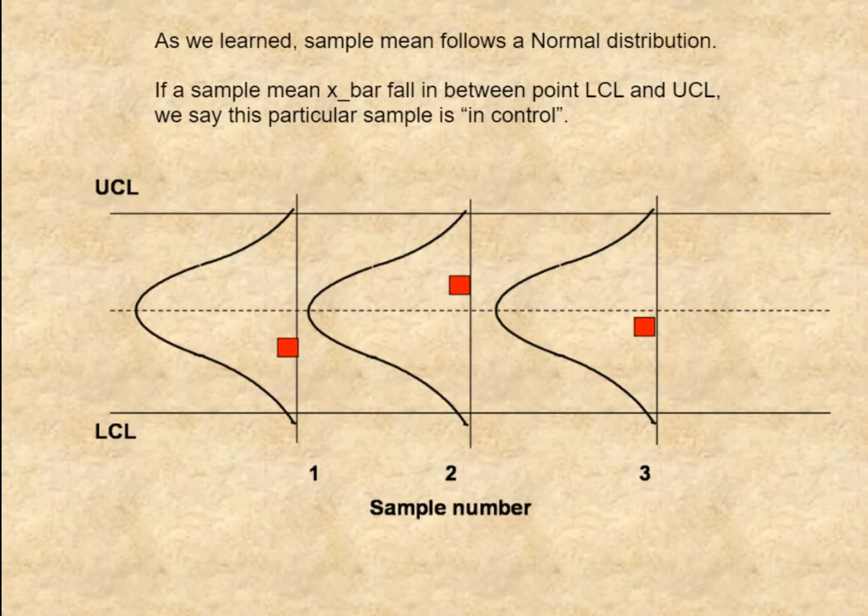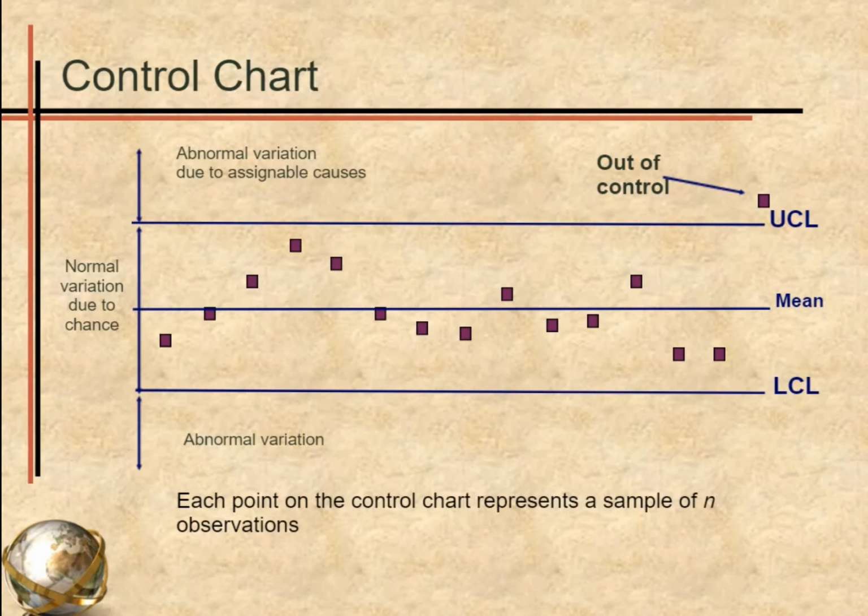Now what we need to do is make sure that all those red dots are within this UCL and LCL. We call that in control. If it is outside of these two lines, we call it out of control.